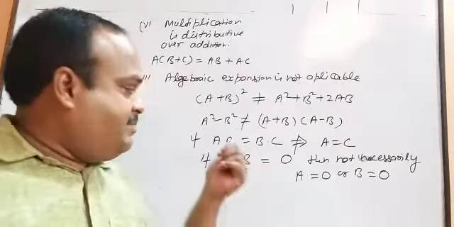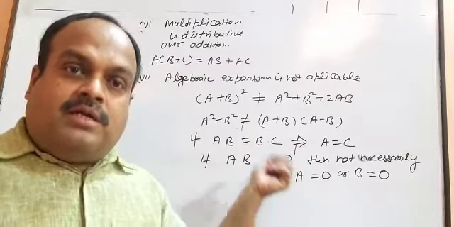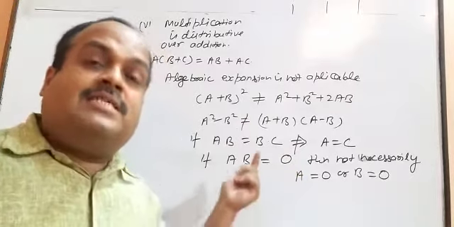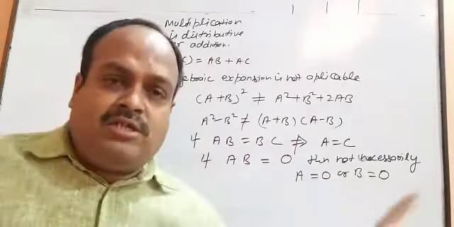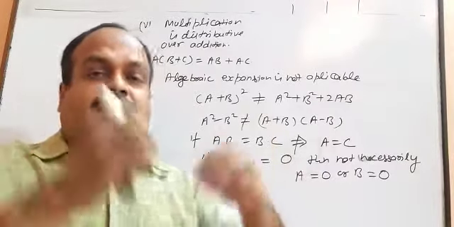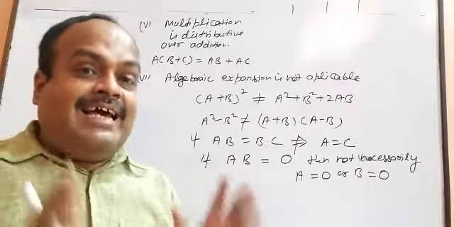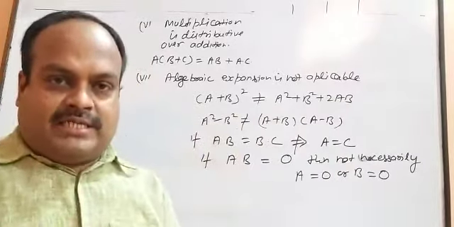I don't say that if you multiply A with a 0 matrix, you will not get 0. If a non-zero matrix A is multiplied with a 0 matrix, the result will be a 0 matrix. But sometimes two non-zero matrices, when multiplied, the result can be a 0 matrix.